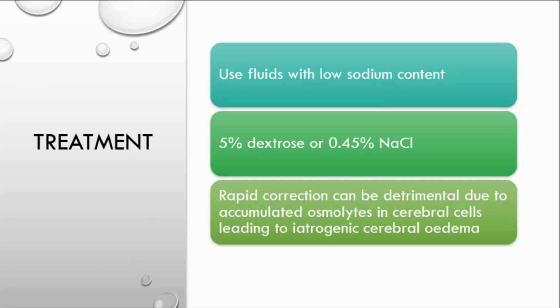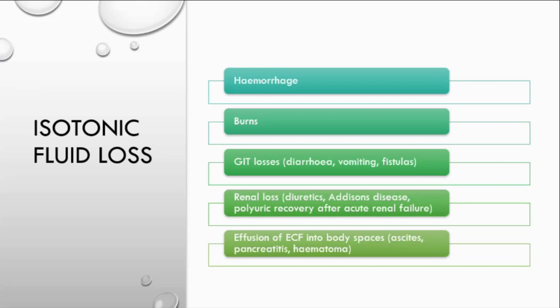So our treatment for hypotonic fluid loss is to use fluids with a low sodium content. So 5% dextrose, 0.45% saline. And like we said, that rapid correction can be very detrimental because of the osmolytes that I discussed earlier. So you can get iatrogenic cerebral edema if you correct it too quickly. So we want to go slowly with the correction of the fluid replacement.